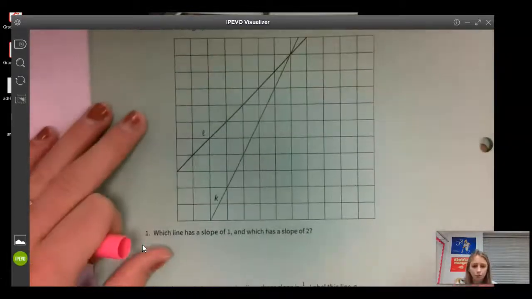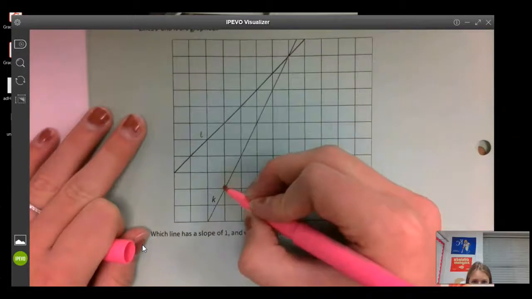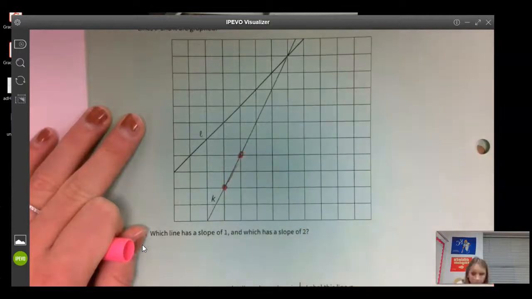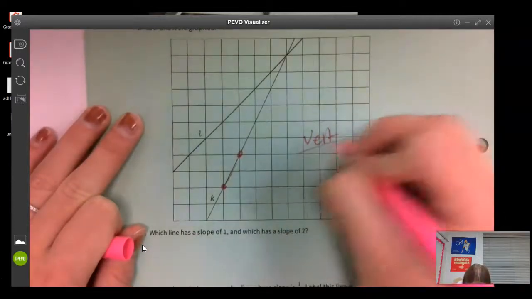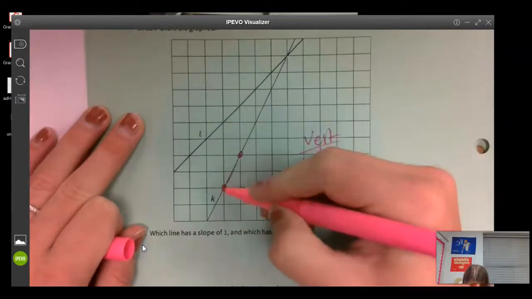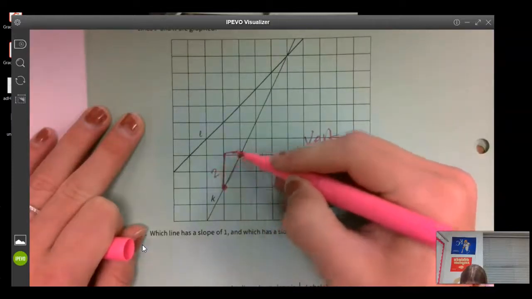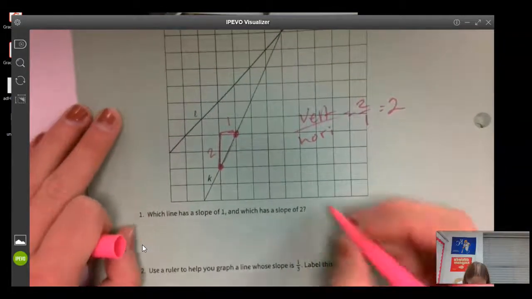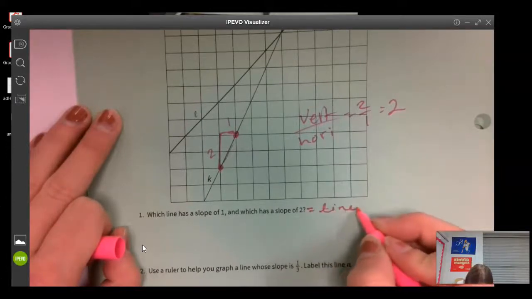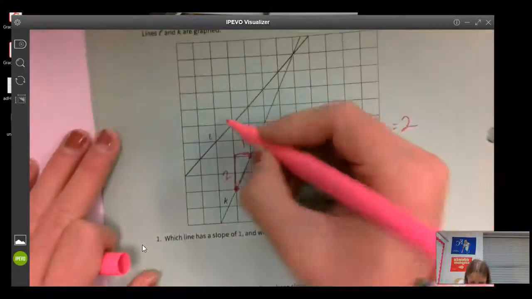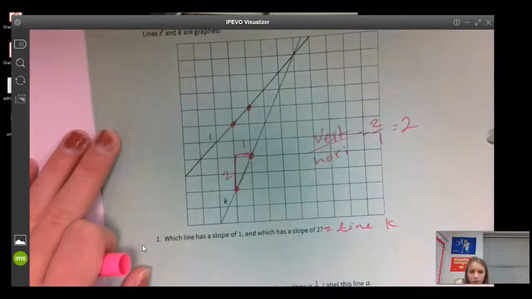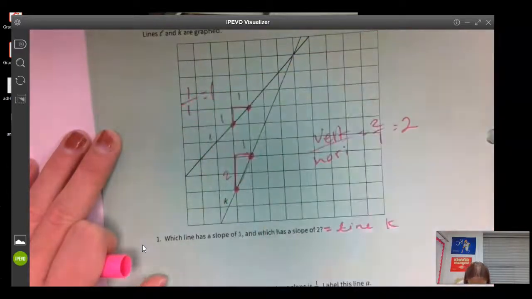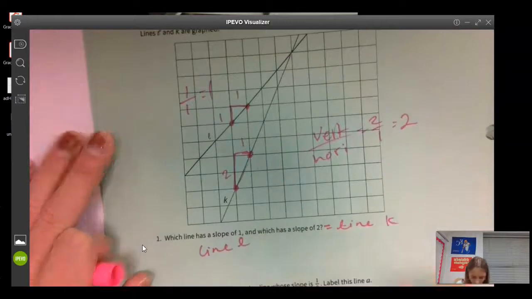So that means we could plug in 3 for A, because that's my vertical distance, and 2 for my horizontal. Alright, now we're going to find the slope of these lines. So I'm going to find a point that I could find the coordinates to, and then I need to find another point, so then I can find my vertical over horizontal distances. So this would be 2, and this would be 1. So, line K has a slope of 2. Now if I look over here, I'm going to find 2 points that I know I can find the coordinates of. And if I find those distances, I have 1 over 1, which just equals 1. So line L has a slope of 1.